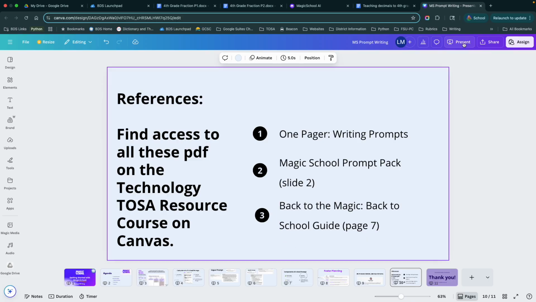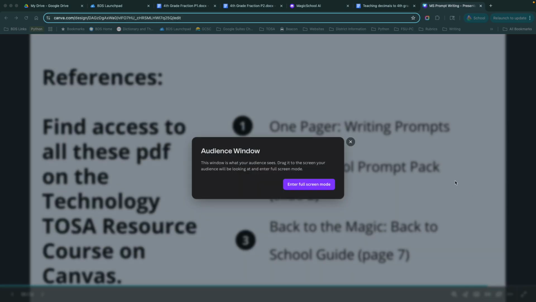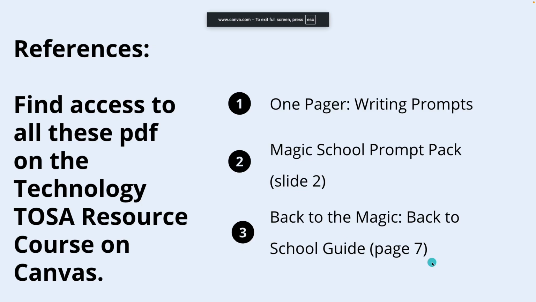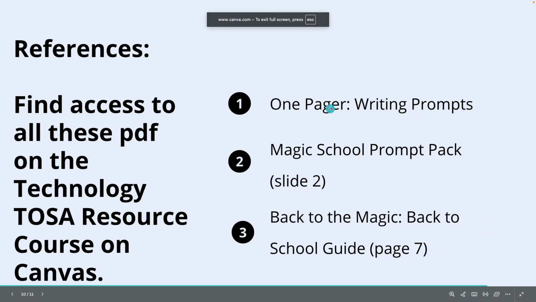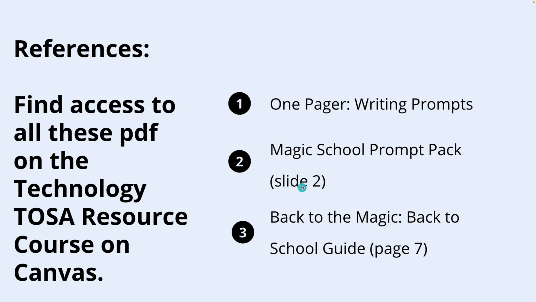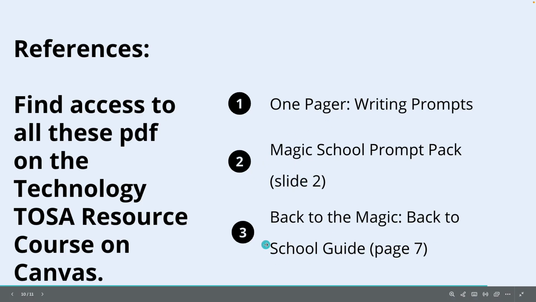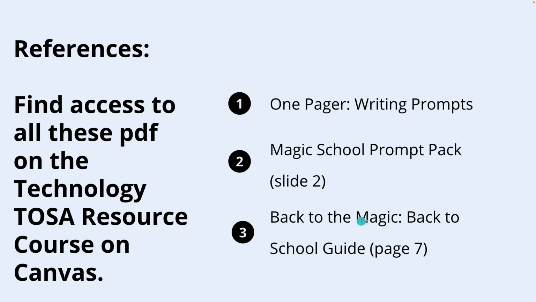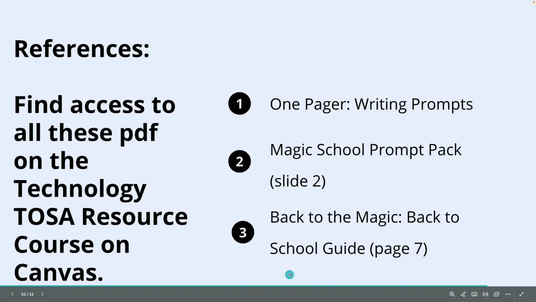Let's talk about where these resources came from. Notice that the one pager is from our writing prompts, the slide 2 that we used from the Magic School prompt pack, and the third one, page 7, from the Back to School guide. You can find and access all of these PDFs on the Technology TOSA resource course on Canvas. And if you were able to attend our live Google Meet, we shared all this out with you in the chat. But again, if you missed it, you just need to find it in the Technology TOSA resource course on Canvas.